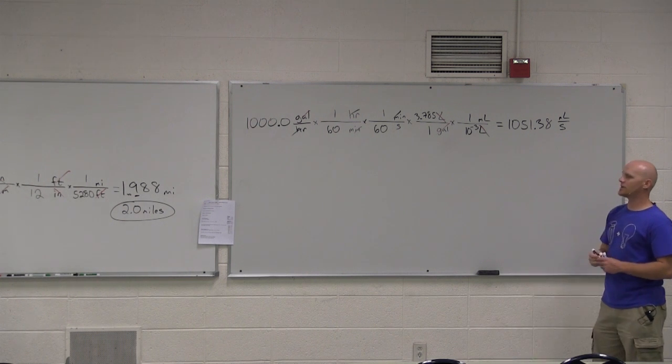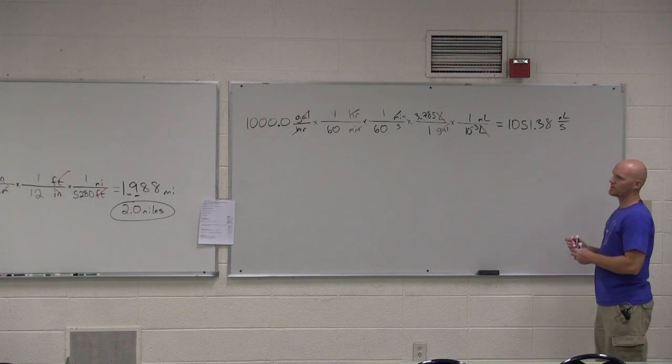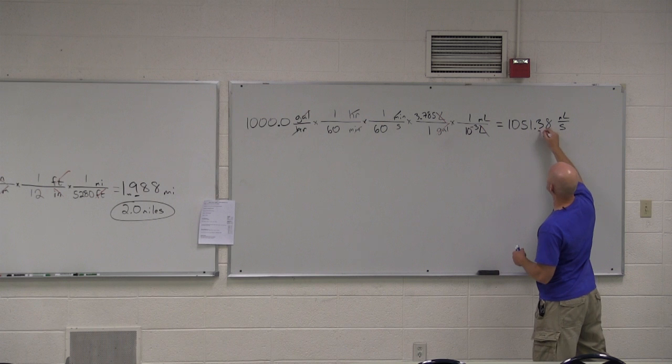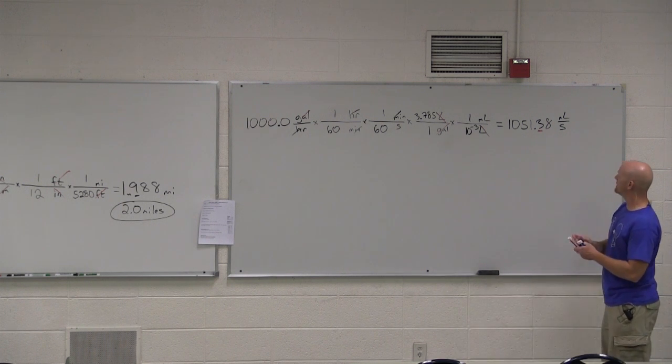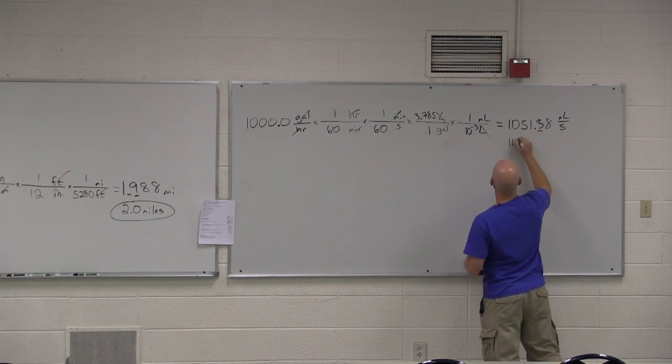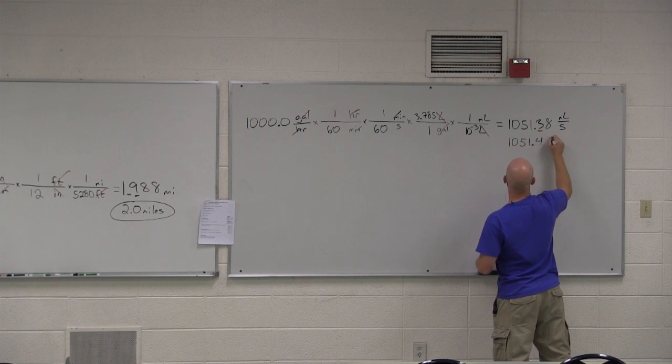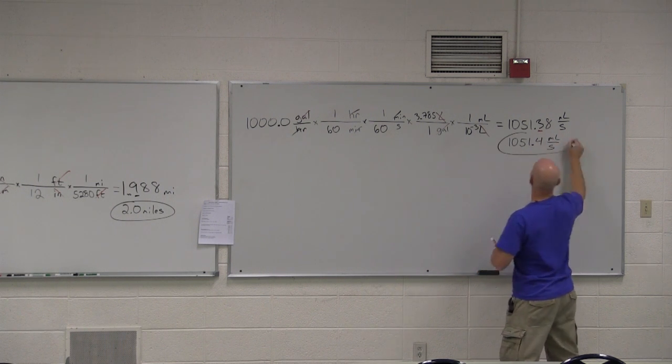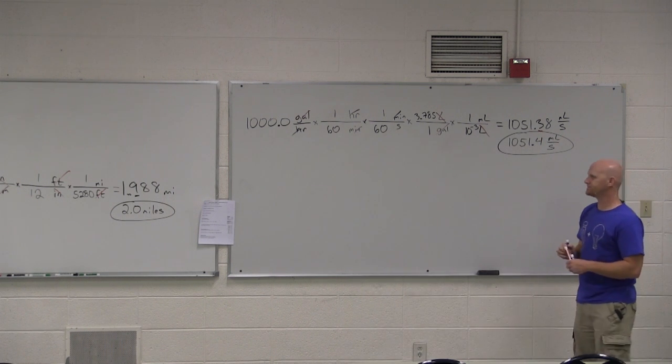Milliliters per second. Now, how many sig figs are we supposed to end up with here? 5. So we want to go all the way to here. Is that 3 going to round up or round down? Yeah, it's going to round up. So really, we're going to get 1,051.4 milliliters per second. Life is good.